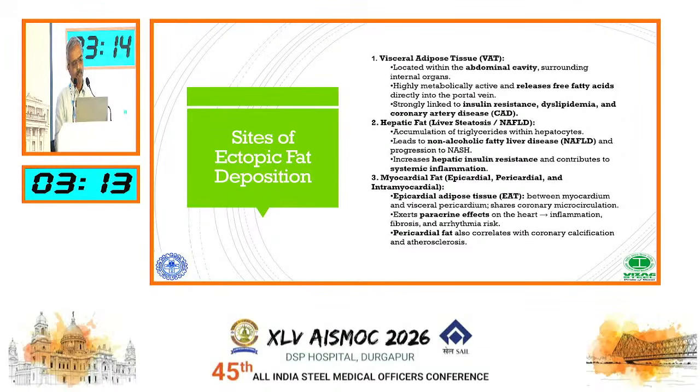Myocardial fat, that is epicardial, pericardial and intramyocardial. Epicardial adipose tissue lies between the myocardium and visceral pericardium and shares coronary microcirculation, exerting paracrine effects on the heart, with inflammation, fibrosis and arrhythmia risk. Pericardial fat also correlates with coronary calcification and atherosclerosis.